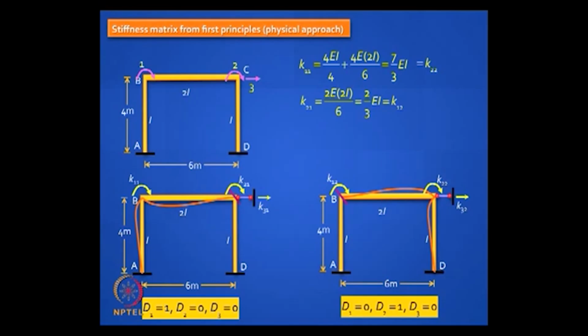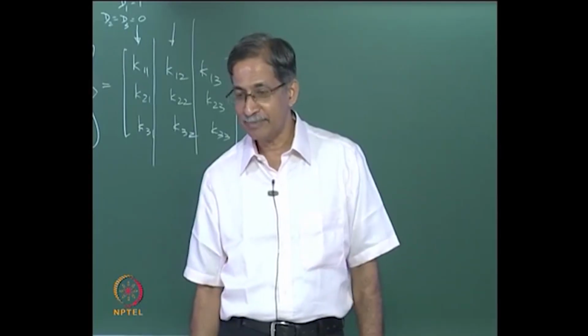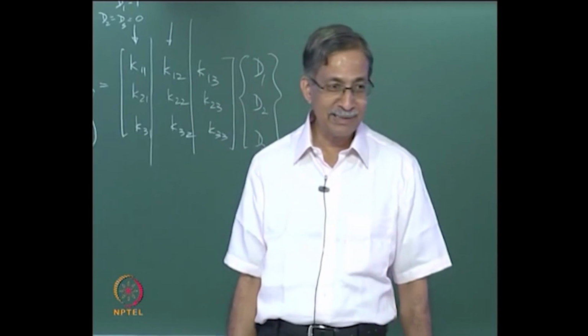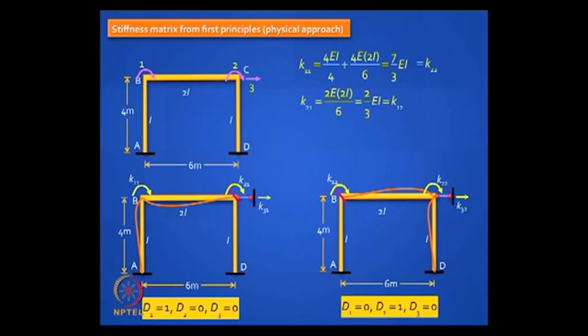Okay, this one? This is correct? Yes, sir. Okay. It's 7 by 3, not 8 by 3. You are right. Good. This is equal to K12, so there itself you see the symmetry in the matrix. What is left over here? K31. Can you find out what K31 is? That's a clue.